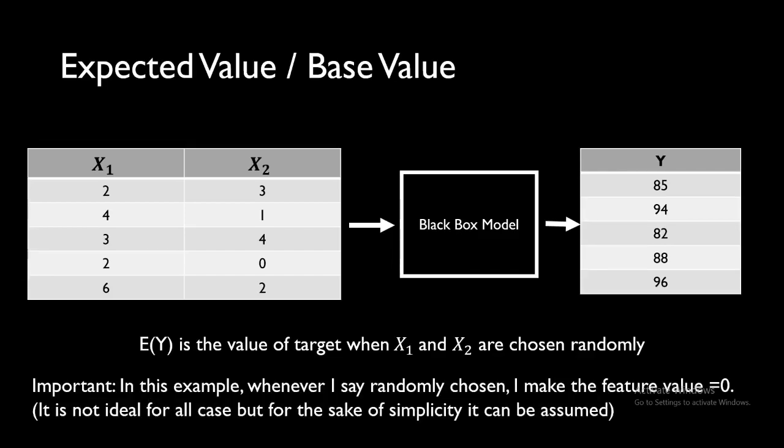But in this particular example, for the sake of simplicity, whenever I say randomly chosen values, I'm just going to replace that with 0. But in the actual case of Shapley value, whenever I replace things, it will not replace them with 0. Rather, it will sample some random values from the dataset that it has seen before. Alright, so keeping that in mind, let's move ahead.